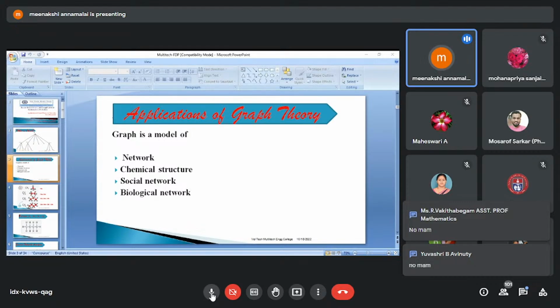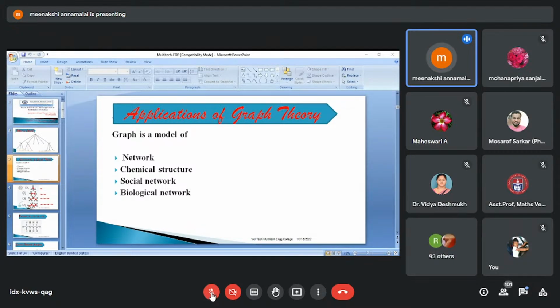So we are looking at the applications of graph theory. We are representing that the graph is a model of a network, chemical structure, social network and biological network. So what does network mean?